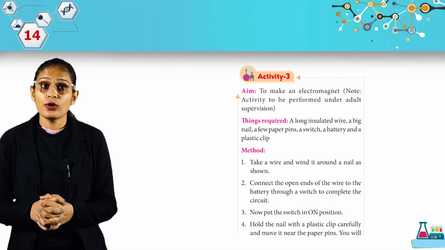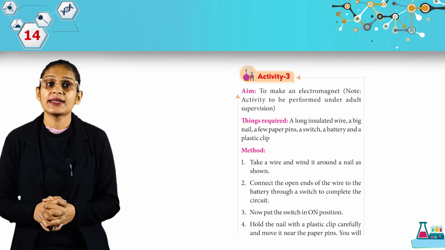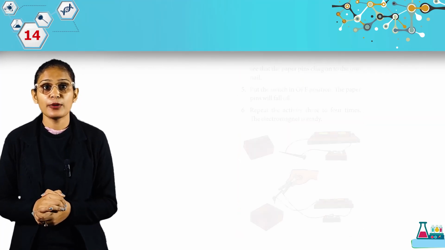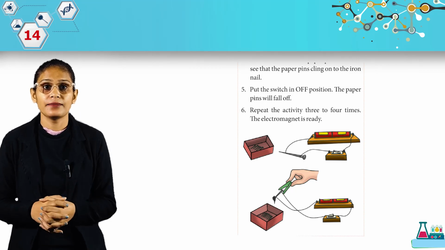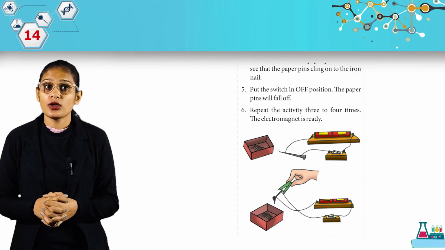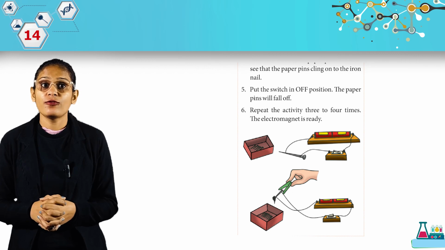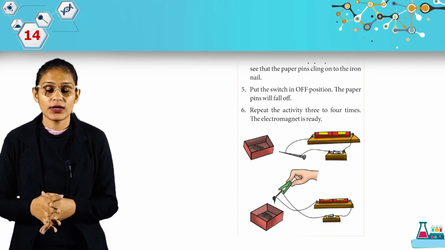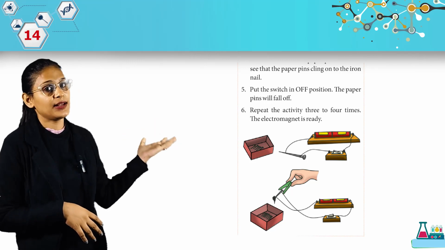Now put the switch in the on position, hold the nail with a plastic clip carefully and move it near the paper pins. You will see that the paper pins are clinging to the iron nail. Put the switch in the off position, the paper pins will fall off. Repeat the activity 3 to 4 times, the electromagnet is ready. So student, that's how you can prepare an electromagnet.